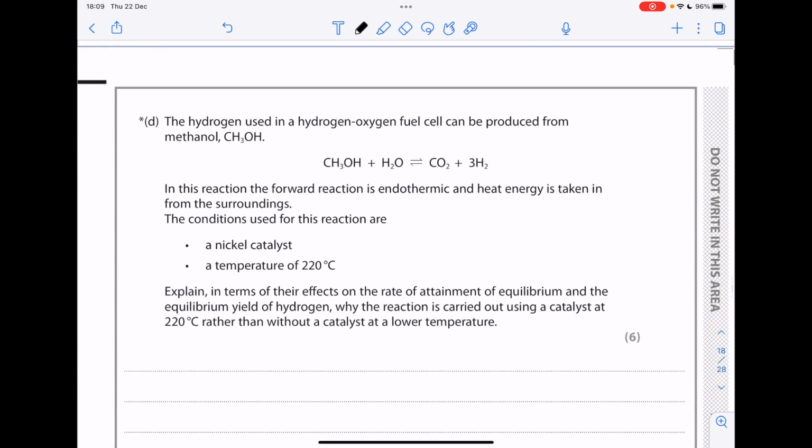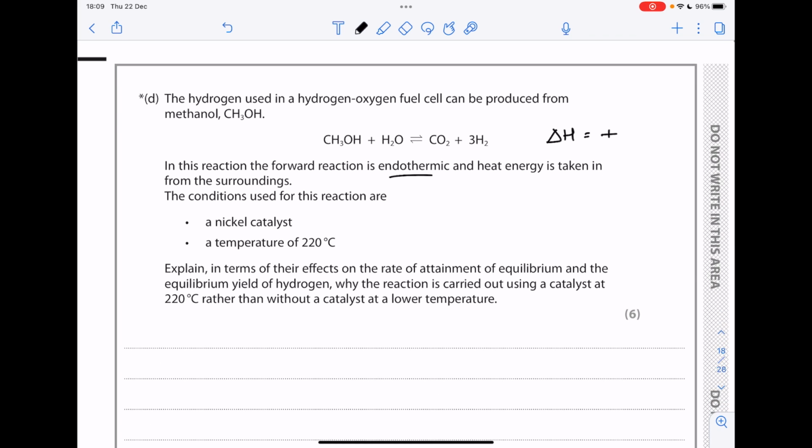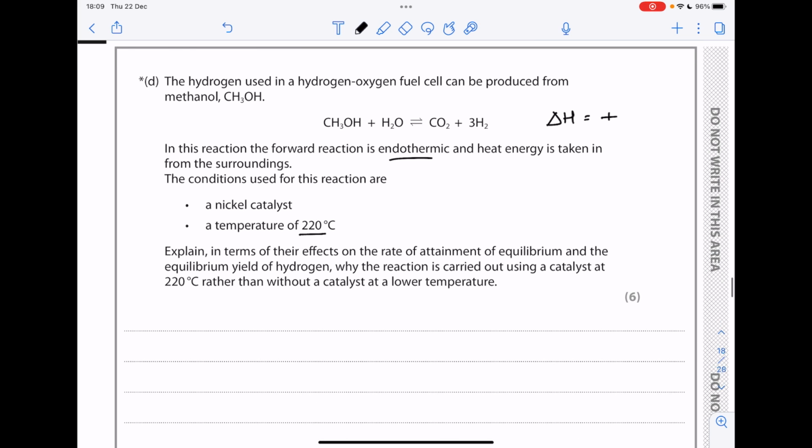The hydrogen used in the hydrogen-oxygen fuel cell can be produced from methanol. In this reaction, the forward reaction is endothermic, and heat energy is taken in from the surroundings. The conditions used for this reaction are a nickel catalyst and a temperature of 220 degrees Celsius. Explain in terms of their effects on the rate of attainment of equilibrium and the equilibrium yield of hydrogen, why the reaction is carried out using a catalyst at 220 degrees rather than without a catalyst at a low temperature.